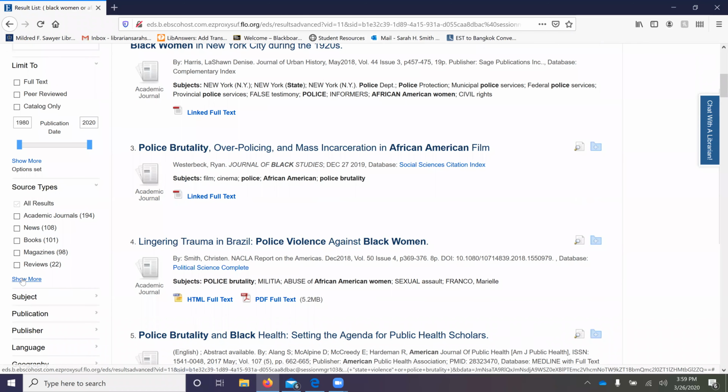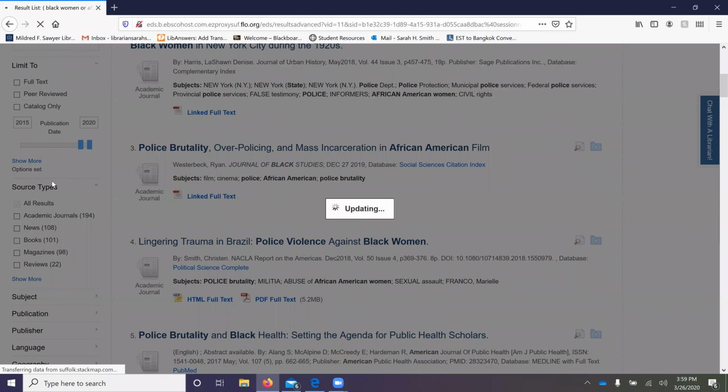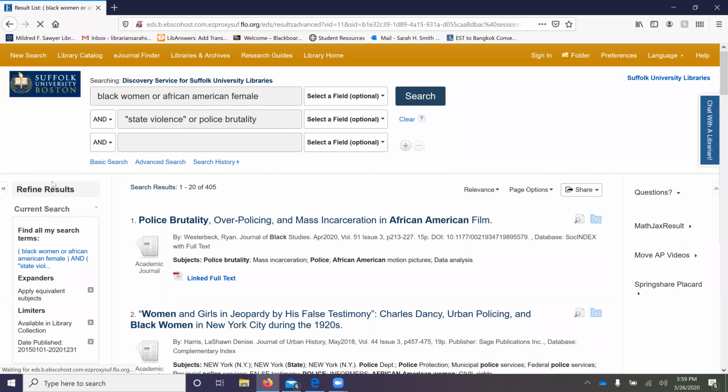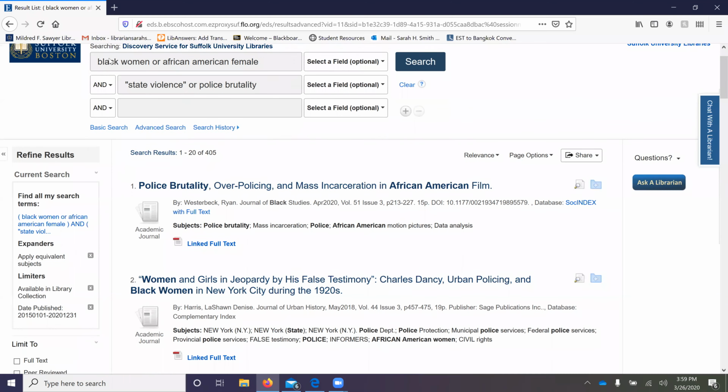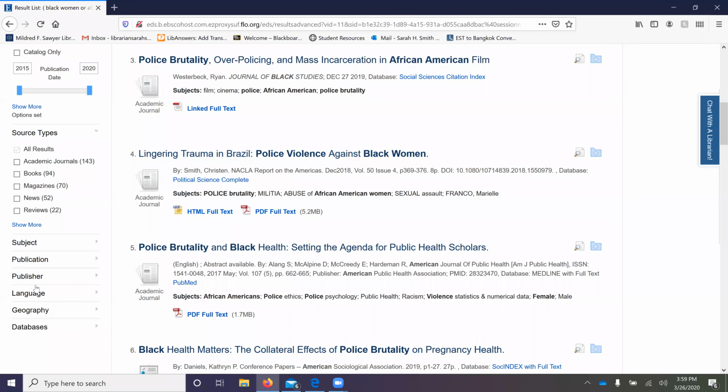You can also limit by time period. If you are looking for information closer to today's date, like you're interested more in the current Black Lives Matter movement, you will probably want to limit for the past 5 or 10 years, 2015, and that will provide you with the most current results. You can also limit by source type.